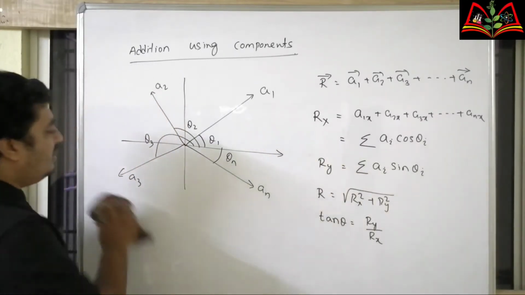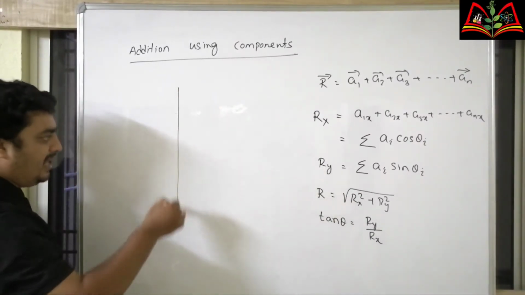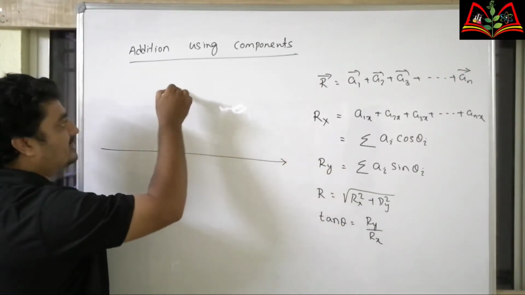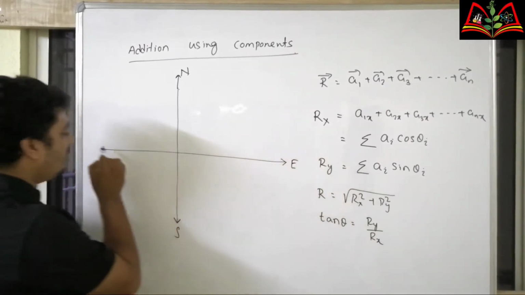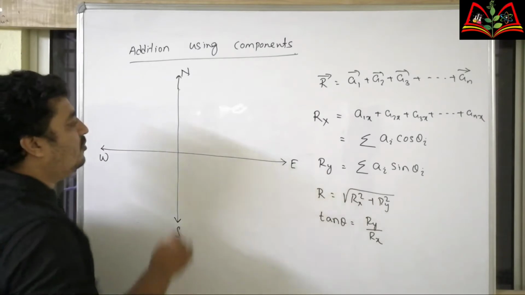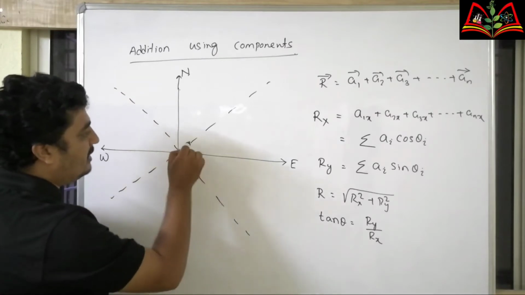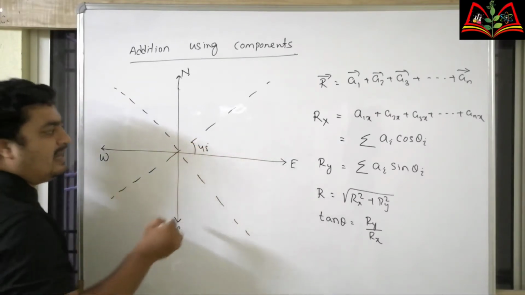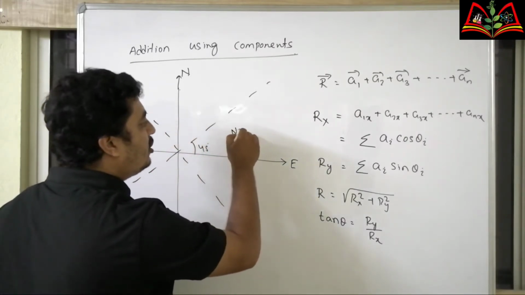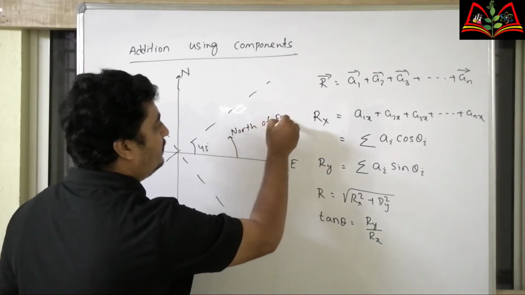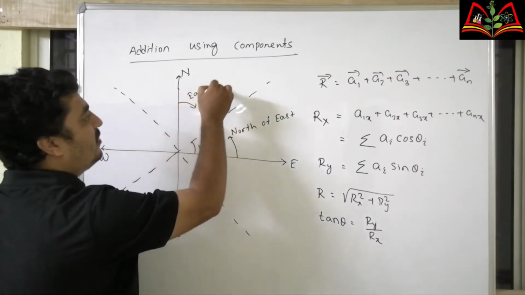Now, if it is given in direction, just remember, in a plane, if you are drawing orthogonal components, then this represents north, this is south, this is east, this is west. Now, let this angle be 45 degrees. If you measure from this side, this is called north of east. If you measure the angle from this side, this is called east of north.